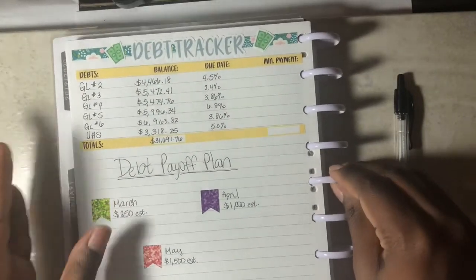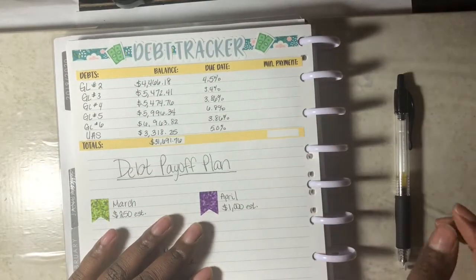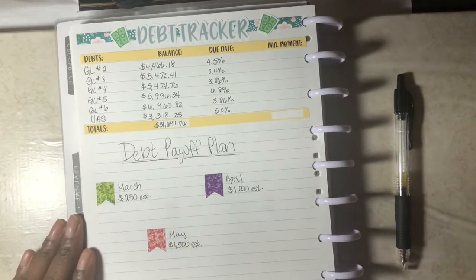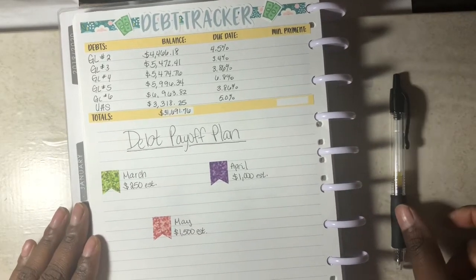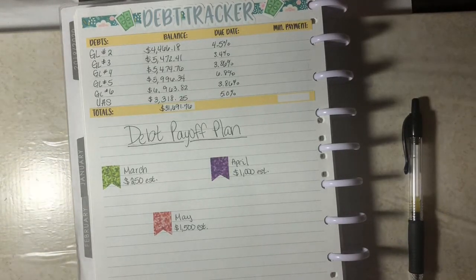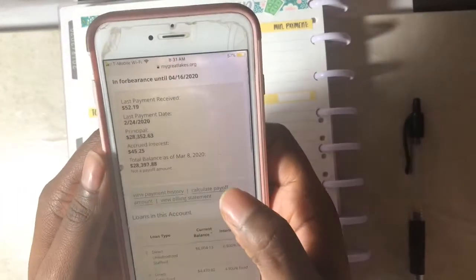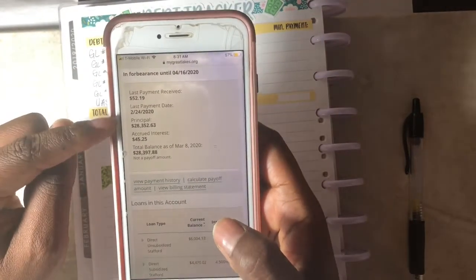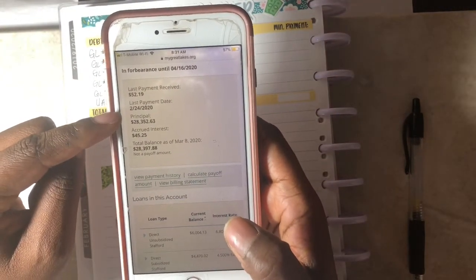So flipping back to March. Now that $55.60, majority of it will be going towards interest, because my last payment on my student loans was on February 24th. And I have that pulled up right here so you can see. So February 24th was my last payment.